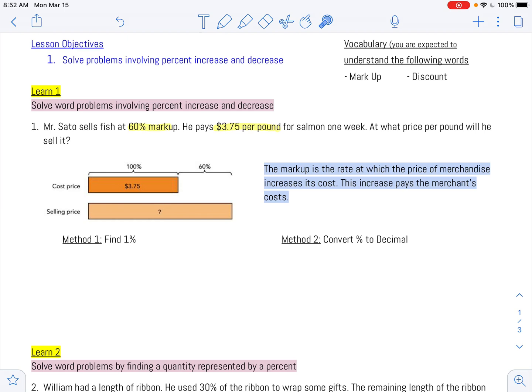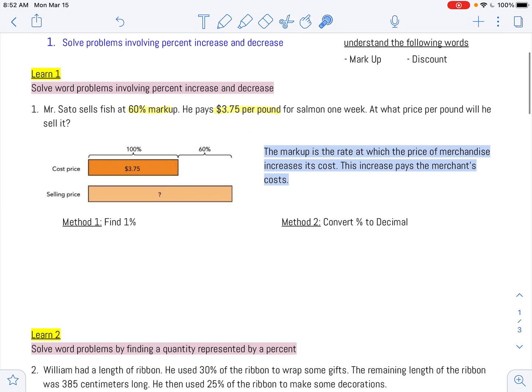When we're finding percent increase, we can use our two strategies of solving, finding 1% with our equivalent fractions, or converting our percent to a decimal. So with method one, finding 1%, we'd set up our equivalent fractions. We know our percent is 60, that's always out of 100. We're trying to find what that 60% markup is, so that is our unknown, and the cost of the salmon is our total.